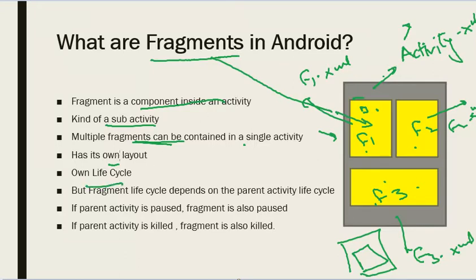Fragments also have their own life cycle, like on create, on start, on pause, on stop, on resume, just like the life cycle of the activity. But a fragment's life cycle is connected with its parent activity. If the parent activity is dead, then the fragment is also dead. Because it is inside the activity, it depends on it, but it has its own life cycle. If the parent activity is paused, the fragment is also paused. If the parent activity is killed, the fragment is also killed. So the fragment life cycle depends a lot on the parent activity life cycle.